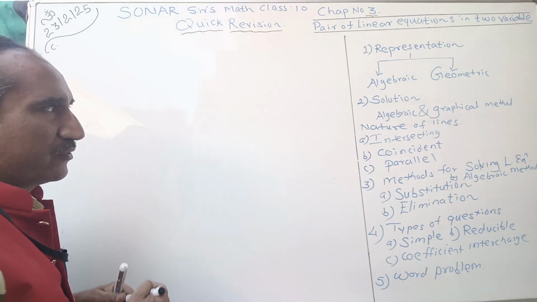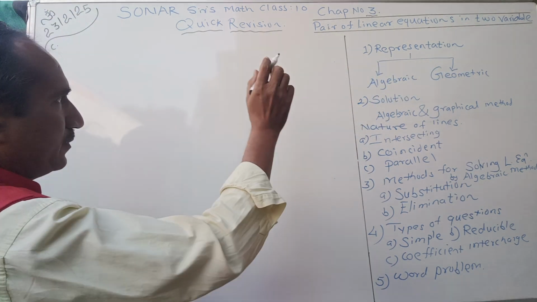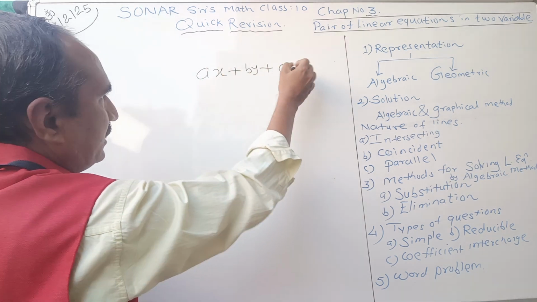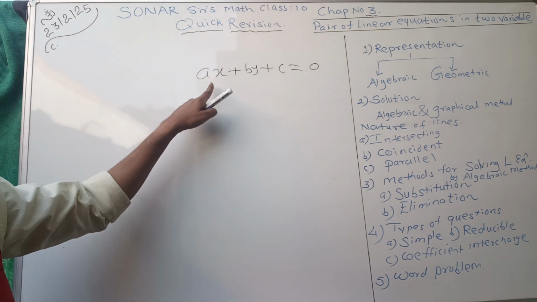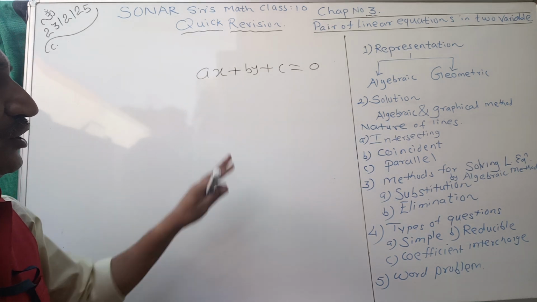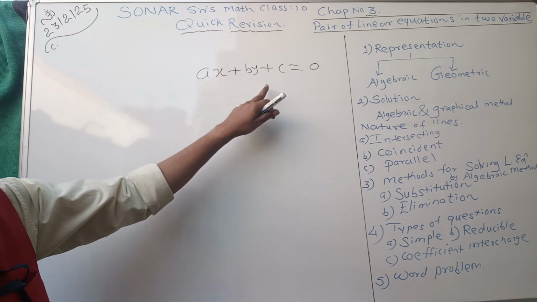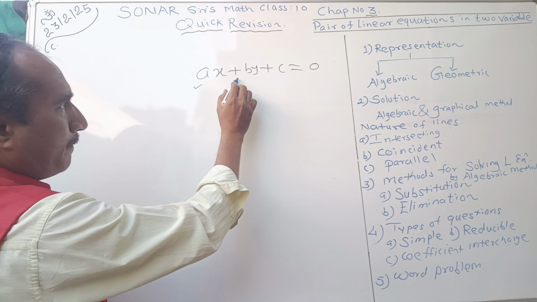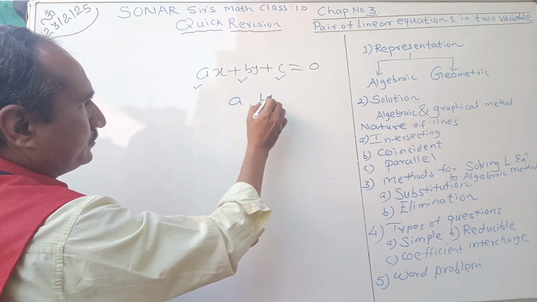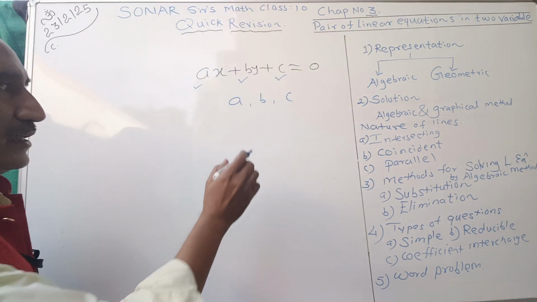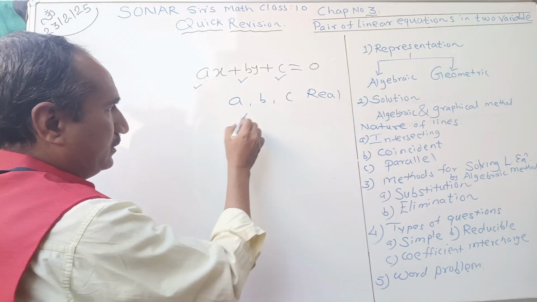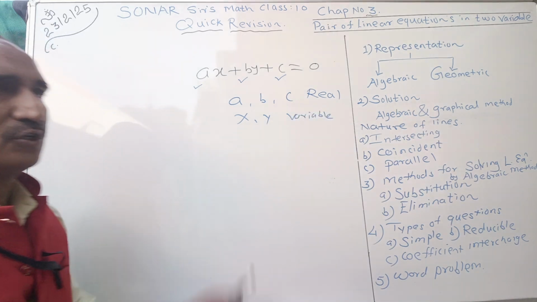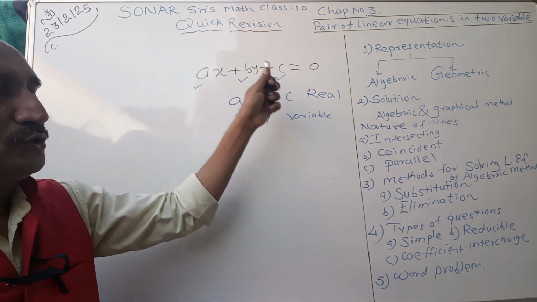So a pair of linear equations in two variables is represented like ax plus by plus c equal to 0. This is a linear equation in two variables. It represents a straight line. If a, b and c are real numbers and x, y are the variables, then this combination is called a linear equation in two variables.